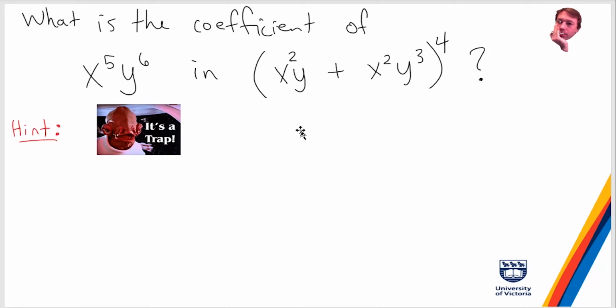Okay, what is the coefficient of x to the 5, y to the 6 in this thing? So (x squared y plus x squared y cubed) to the 4. So all to the 4. And I gave a little hint. It is indeed a trap. Can anyone tell me the answer? And maybe a justification. So how is this a trap?